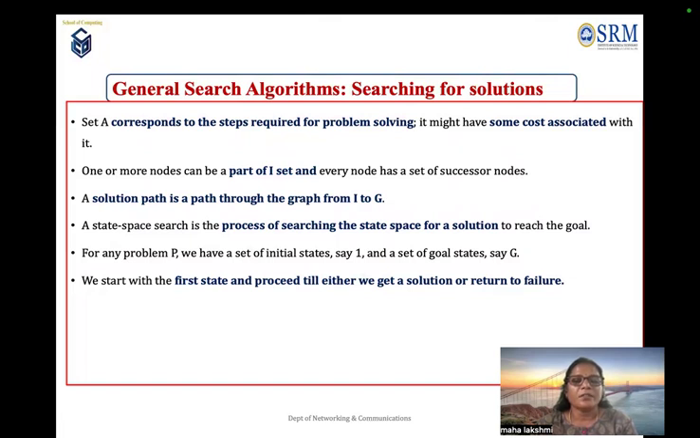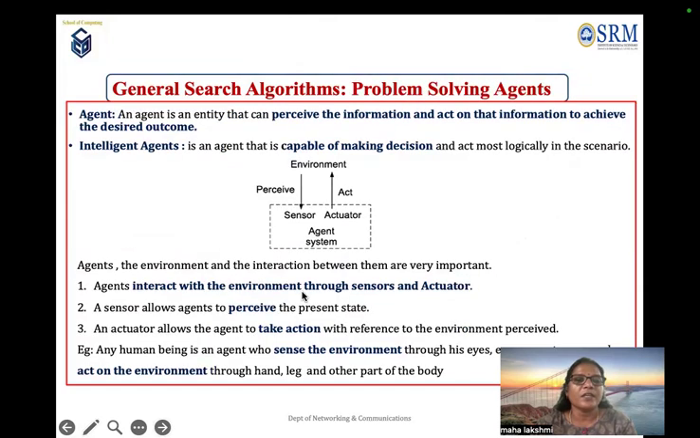A state space search is the process of searching the state space for a solution to reach the goal. For any problem P, we have a set of initial states, say I, and a set of goal states, say G. We start with the first state and proceed till either we get a solution or return a failure.